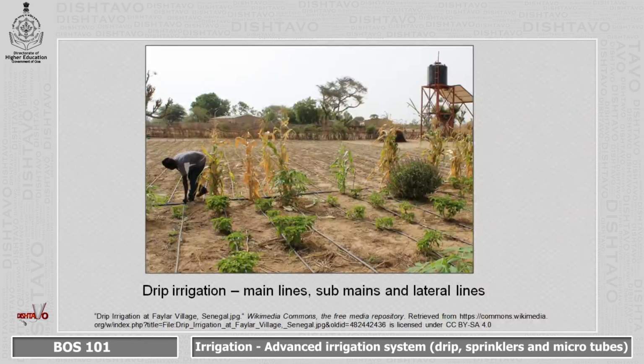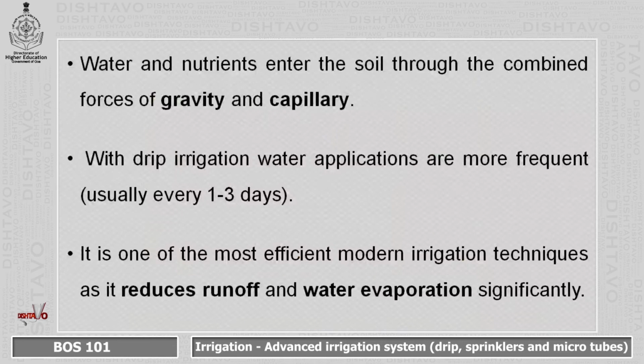Here we can see how drip irrigation is done. We can also see the main lines, sub-mains and lateral lines fitted. Water and nutrients enter the soil through the combined forces of gravity and capillary. With drip irrigation, water applications are more frequent, usually every 1 to 3 days. It is one of the most efficient modern irrigation techniques as it reduces runoff and water evaporation significantly.